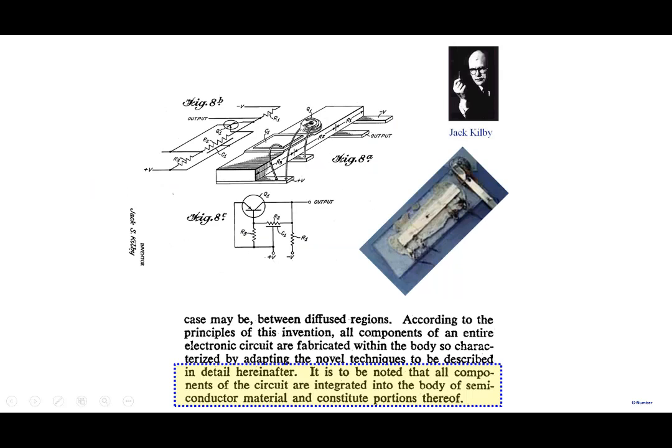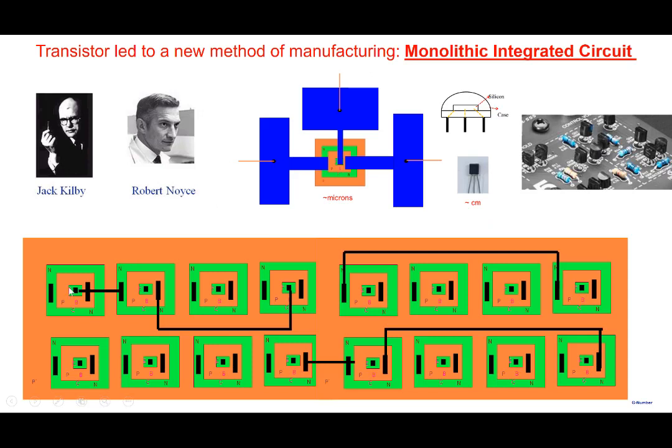So this is the early patent, the first patent that Jack Kilby filed for his idea. Note that he's writing, it is to be noted that all components of the circuit are integrated into the body of the semiconductor material. So what we are talking about is a new method of fabrication of circuits. You don't make a transistor, a resistor or a capacitor separately as a discrete component and then pick them up, place it and solder it. There is no picking of a transistor here.